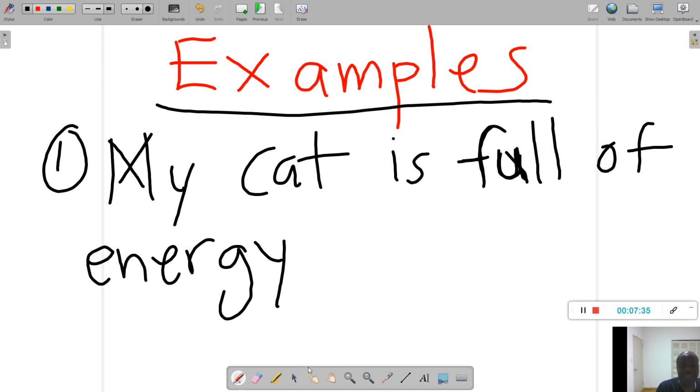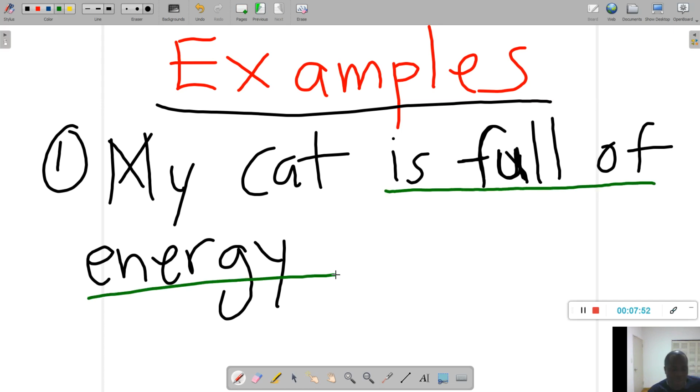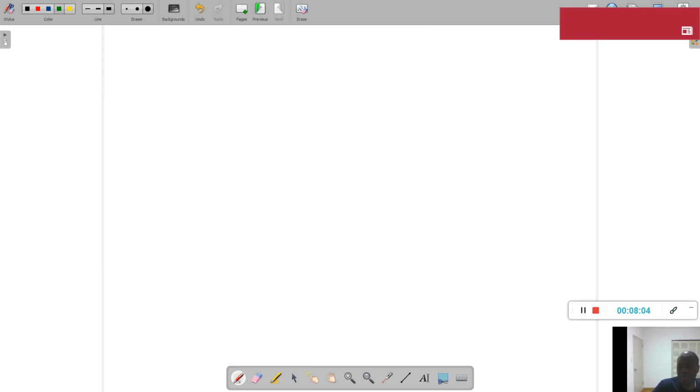In our first example of this sentence, under subject, we said my cat is the subject. This time, after my cat, the whole of the rest of the sentence, is full of energy, becomes the predicate. Predicate.